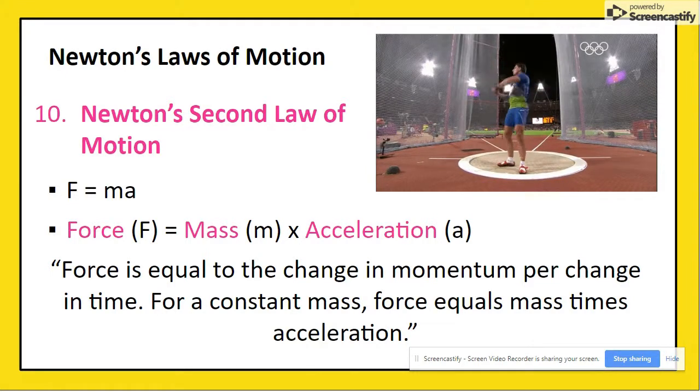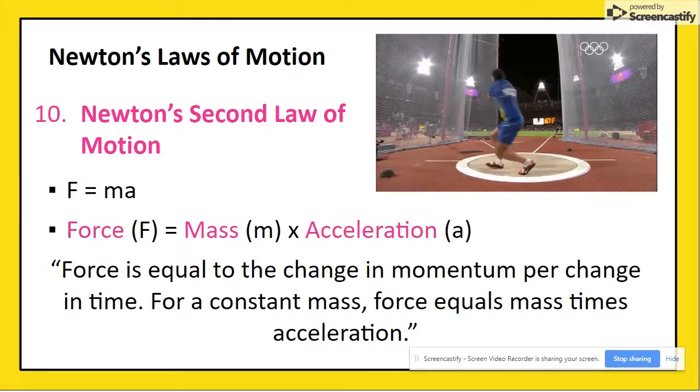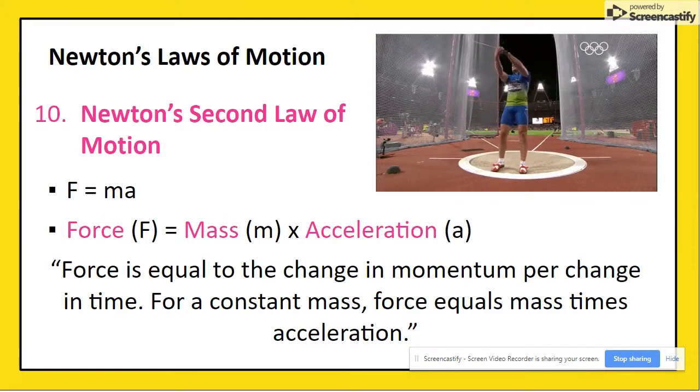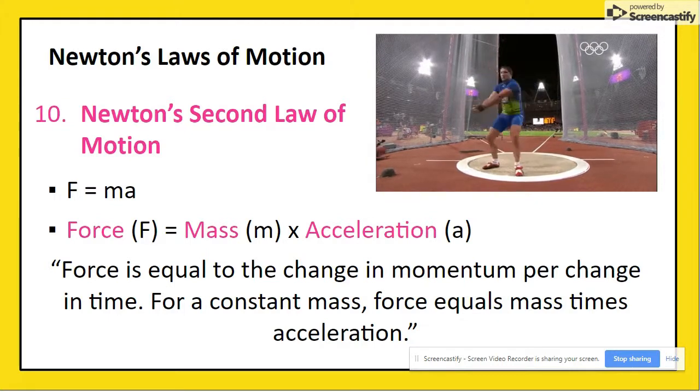At the beginning of the thrower's throw, he swings the weight slowly, then moves faster and faster throughout the throw until he releases the weight. This increase in speed, or acceleration, is what gives the thrower so much force.